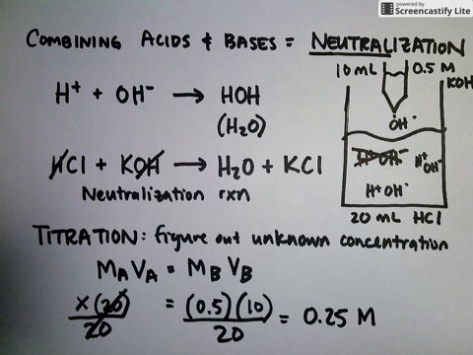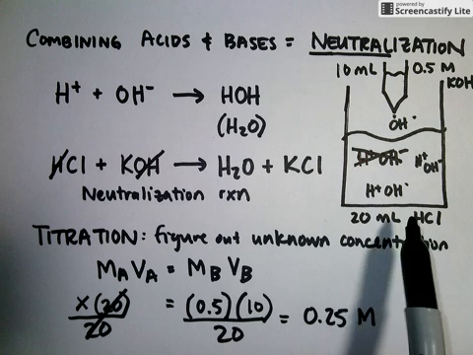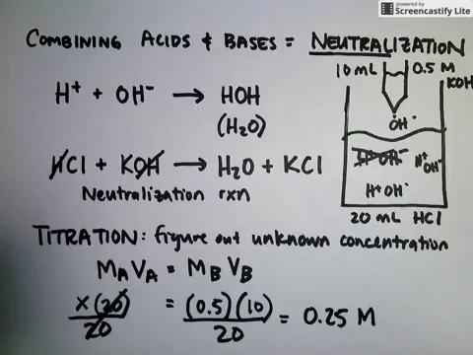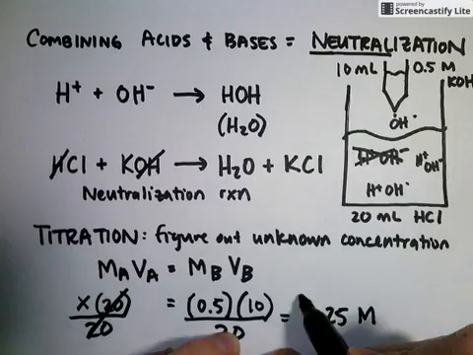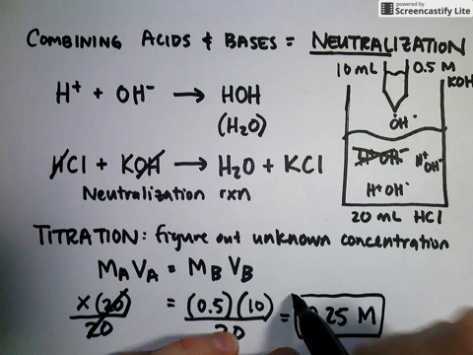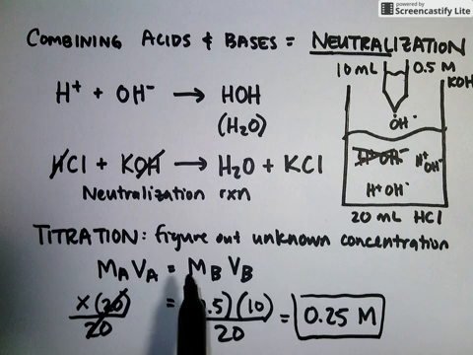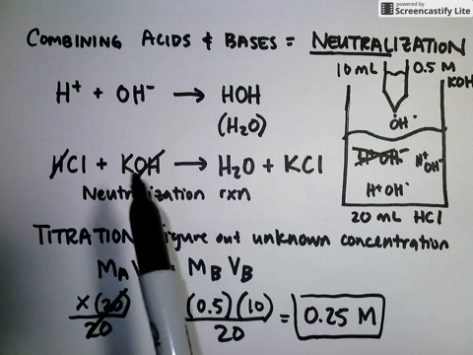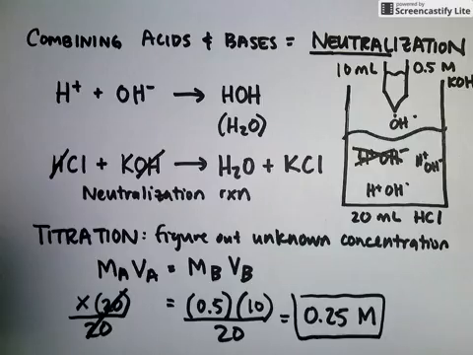And that makes sense. I had 20 milliliters of acid, and it was completely canceled out by only 10 milliliters of base. So this answer seems logical, and we got there by using the titration equation and this fact that acids and bases, when mixed together, cancel one another out in a neutralization reaction.